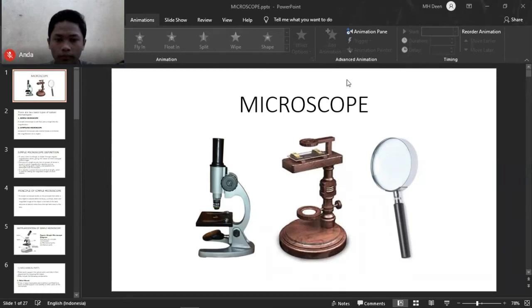Hello everyone. This time, our group will explain about the microscope. This presentation fulfills a physics assignment. Next.